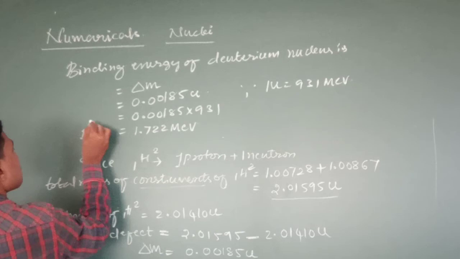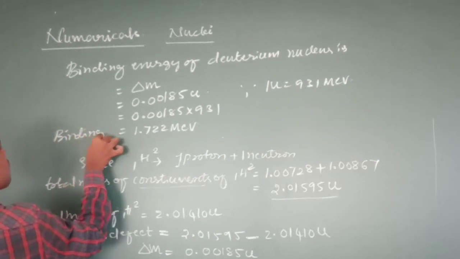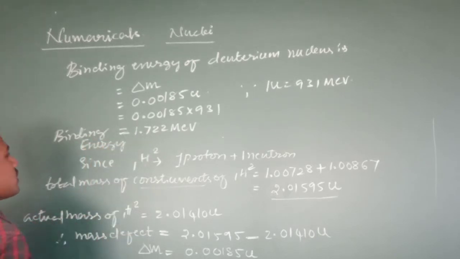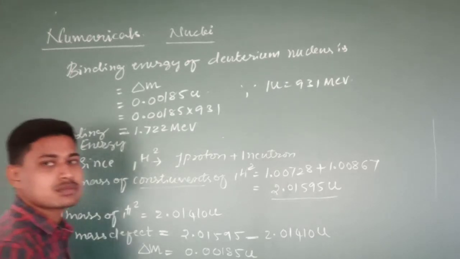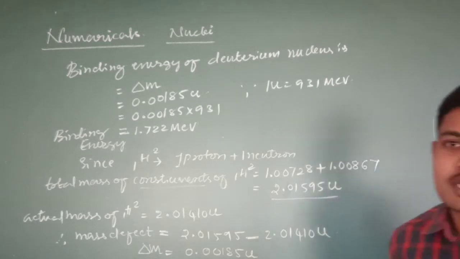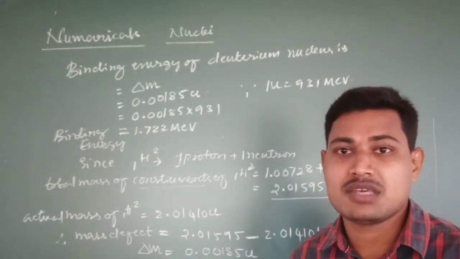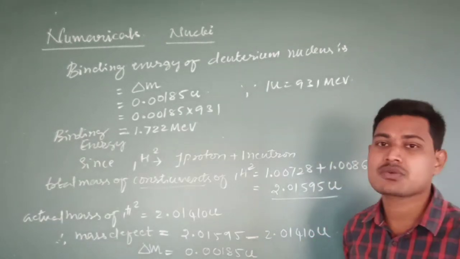So this is the binding energy. This much energy is required to split the deuterium into proton and neutron. Is it right? Try to go through this problem once. Very simple. Only thing is that you need to know the theoretical formulas and equations, otherwise it becomes quite difficult.